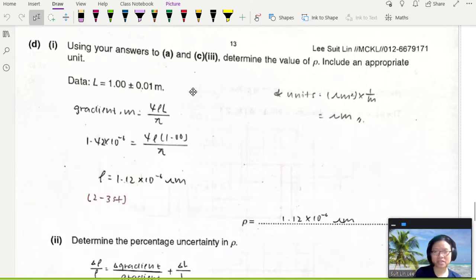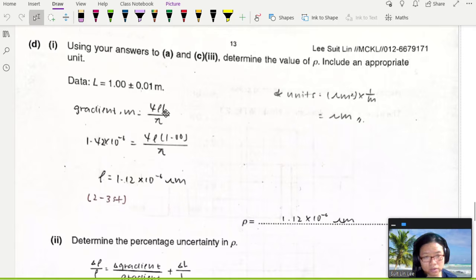Okay, using your answer in A, which is the expression for gradient, and the answer in C part 3, which is the value of the gradient, find resistivity, include an appropriate unit. Okay, so this one, the unit is 1 mark, and the actual calculation is 1 mark.